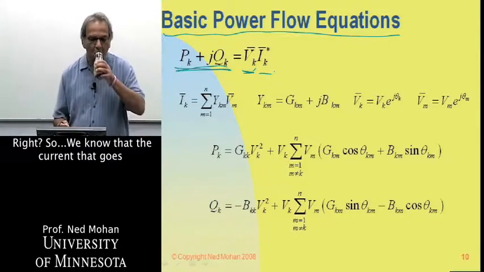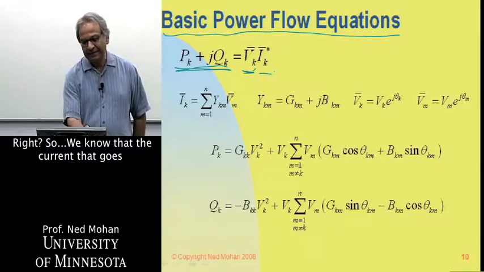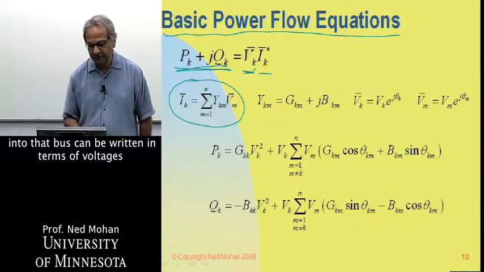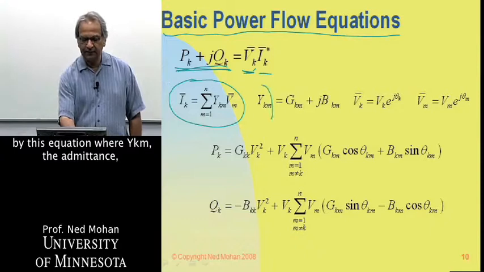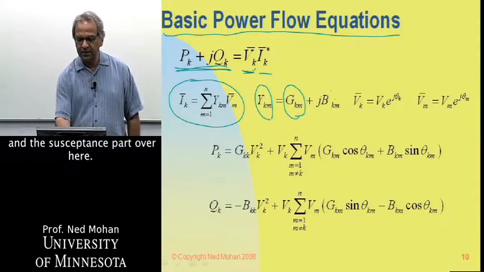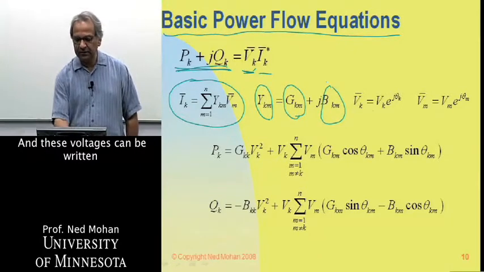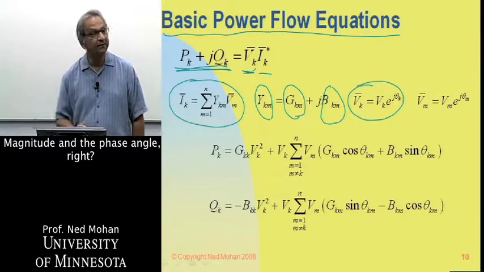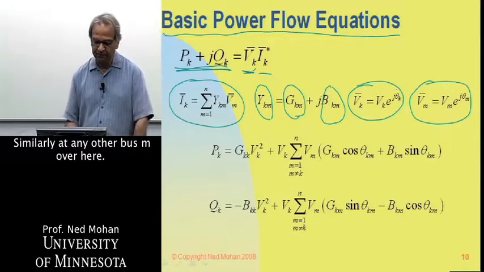So we know that the current that goes into that bus can be written in terms of voltages by this equation, where Ykm, the admittance, consists of the conductance part and the susceptance part over here. And these voltages can be written in their polar form like this, magnitude and the phase angle, right? Similarly, at any other bus m over here.